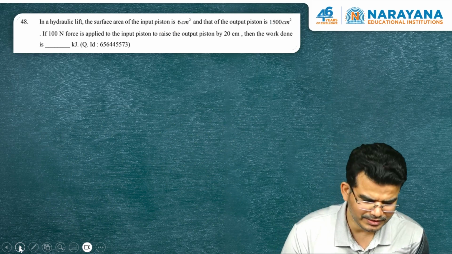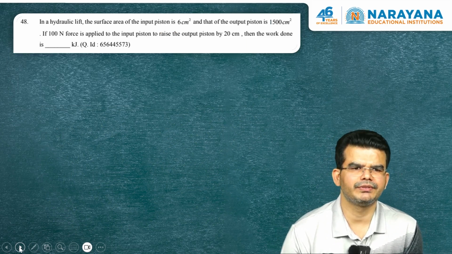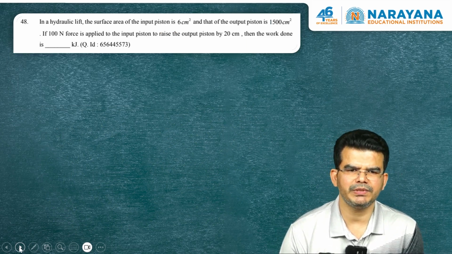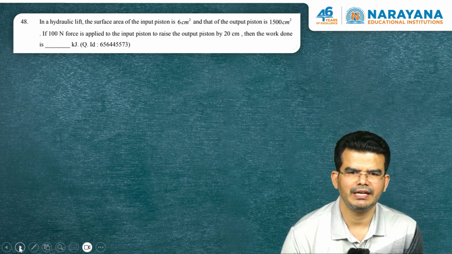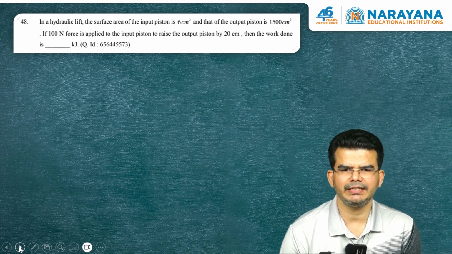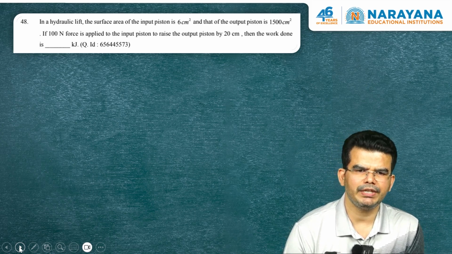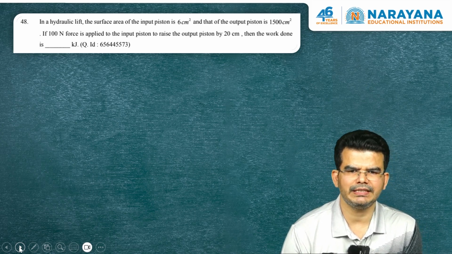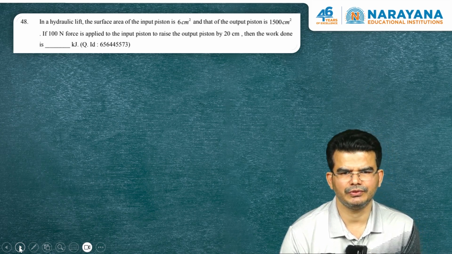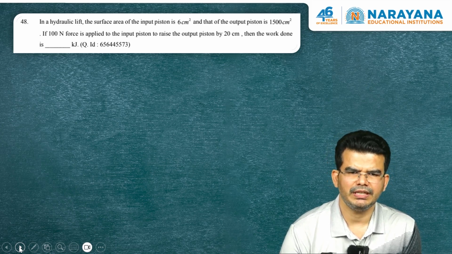Next question is, in a hydraulic lift, the surface area of the input piston is 6 centimeter square, and that of the output piston is 1500 centimeter square. If 100 Newton force is applied to the input piston to raise the output piston by 20 centimeter, then the work done is... You know that energy is conserved in this.